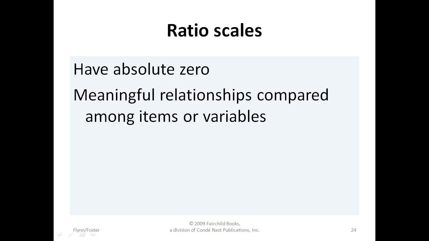Next is the ratio scale, and it has an absolute zero, meaning when you're at zero, there's nothing. And meaningful relationships can be compared among items or variables. An example of the ratio scale would be a person's weight. If a person weighed 0, that would mean they don't weigh anything at all. And with the ratio scale, you can pretty much run any statistical tests that you would want to run with it.